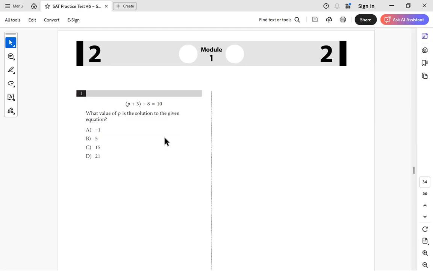There is also a module 2, and there'll be a link in this video to find that module 2 explanation. But in this video, we only cover module 1. So let's take a look at module 1.